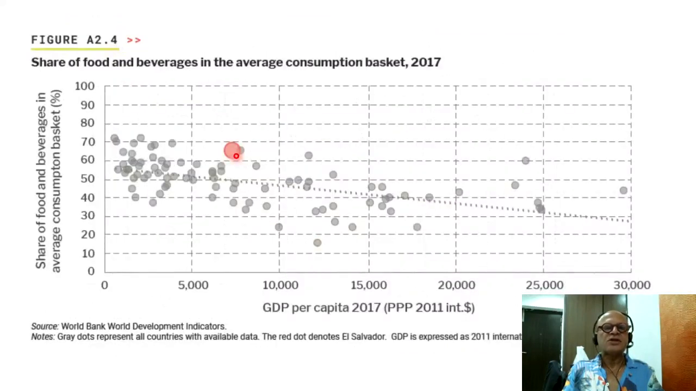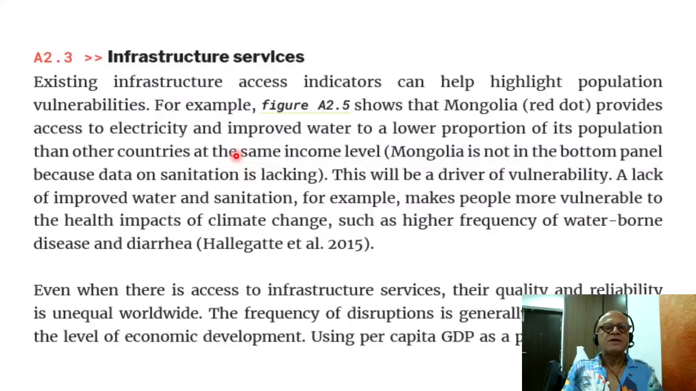Now let's go and look at 2.3, infrastructure services. Existing infrastructure access indicators can help highlight population vulnerabilities, which we will look at in figure 2.5, which shows that Mongolia provides access to electricity and improved water to a lower proportion of its population than other countries at the same income level. Mongolia is not in the bottom panel because data on sanitation is lacking.